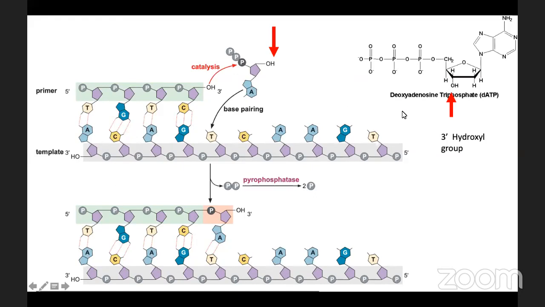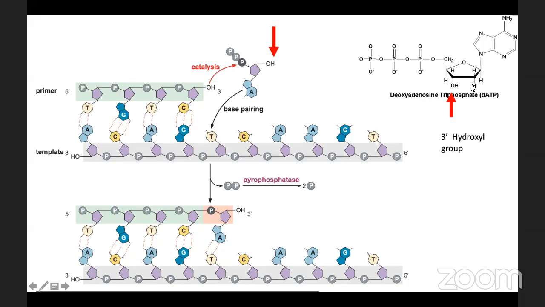So you have this deoxyadenosine triphosphate, which is basically a base. In this case, I have given adenosine. Likewise, we have four different bases: deoxycytidine triphosphate, deoxyguanosine triphosphate, and deoxythymidine triphosphate. I have given you the example of dATP. Deoxy, why do we call it deoxy?